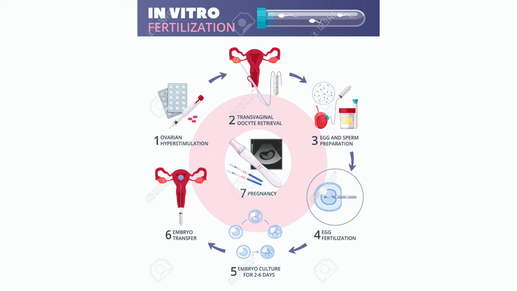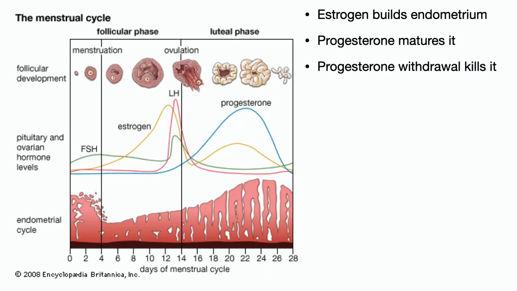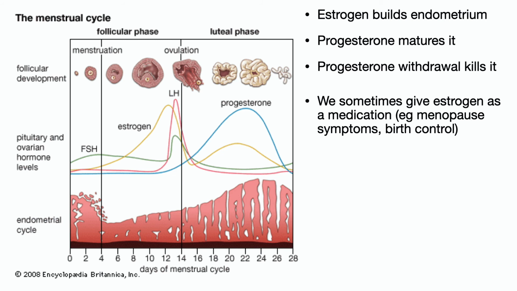I just have a few more things I want to review before we finish up. Let's return to our menstrual cycle graph. Remember 3 bullet points that I emphasized about the endometrium. The estrogen builds endometrium, causing the proliferative phase. The progesterone is what matures it, and the introduction and then withdrawal of progesterone is what kills the endometrium and causes the lining of that uterus to slough off and cause menstruation. There's a really important conclusion to be drawn from this. So sometimes we give people estrogen as a medication.